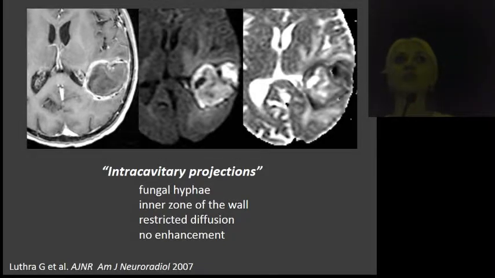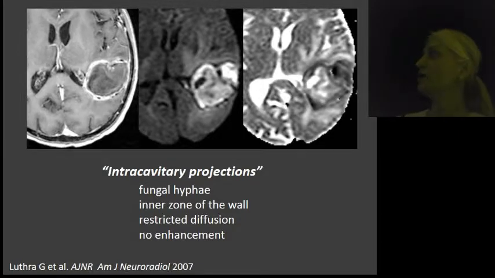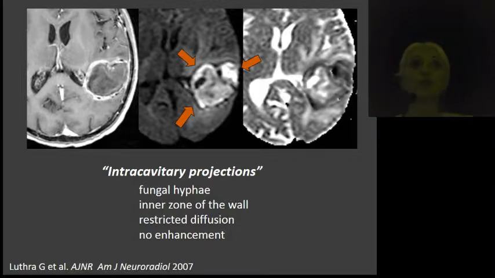We are not looking at the content of the abscess. We should look at the wall of the abscess. This was a very nice paper describing so-called intracavitary projections. It's maybe not a very nice name, not a catchy name, but the point is we should look at the wall of this fungal abscess, which is bright on diffusion, low on ADC. What does it mean? These are actually fungal organisms sitting in the inner zone of this wall, and they will not enhance, but they will produce this mucoid material.